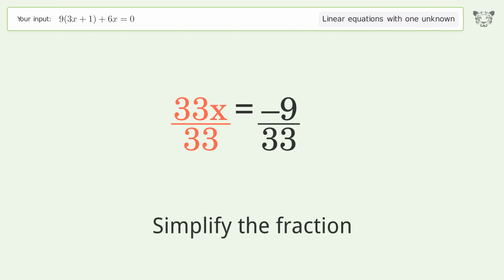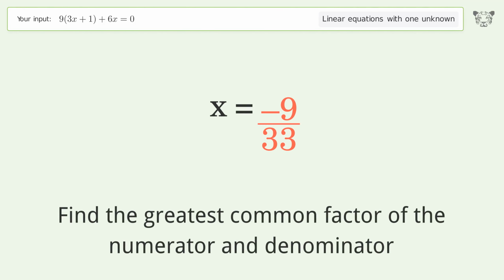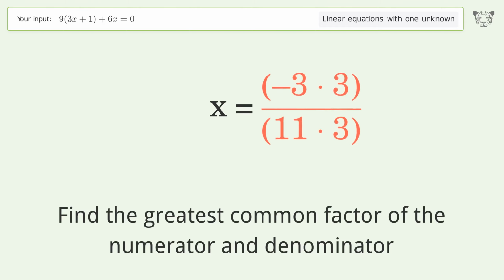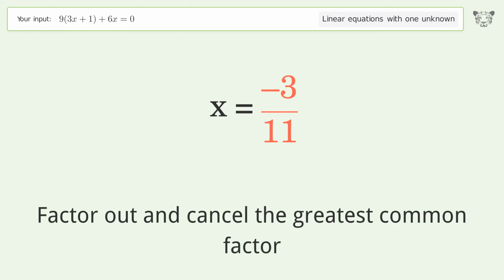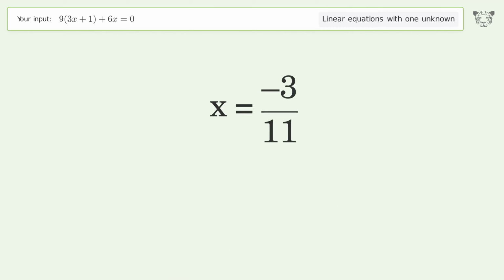Simplify the fraction. Find the greatest common factor of the numerator and denominator. Factor out and cancel the greatest common factor. And so the final result is x equals -3/11.